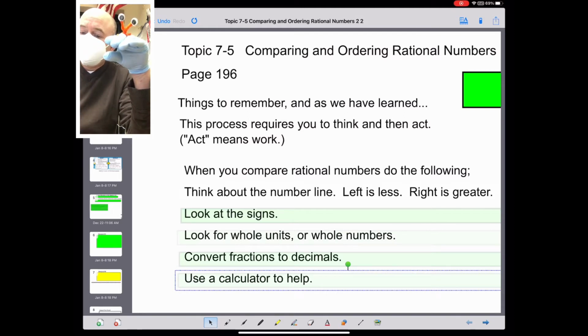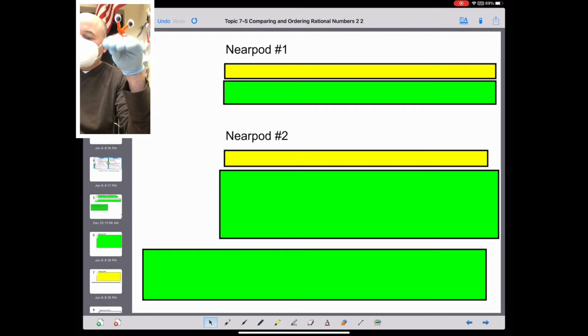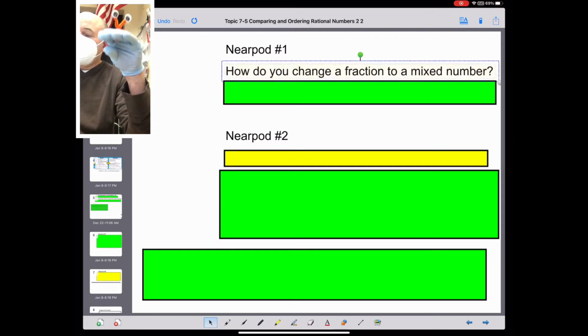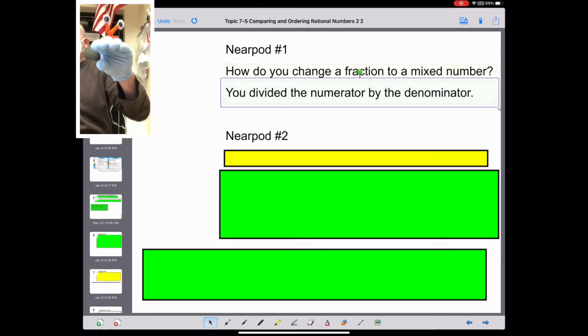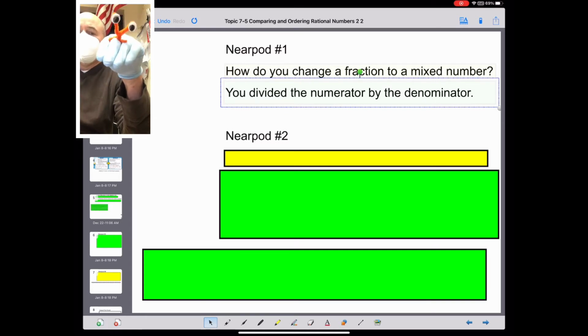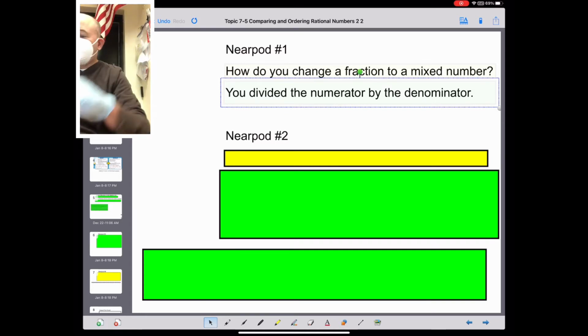Oh, yeah. Oh, look at that, Nearpod 1. Here we go. How do you change a fraction to a mixed number? Pause the video, Mr. Triola. Well, how did they do? Pretty good. Well, you change a fraction to a mixed number, kids, by dividing the numerator by the denominator. All right, are they ready for Nearpod number 2? Oh, good. I'll uncover it.